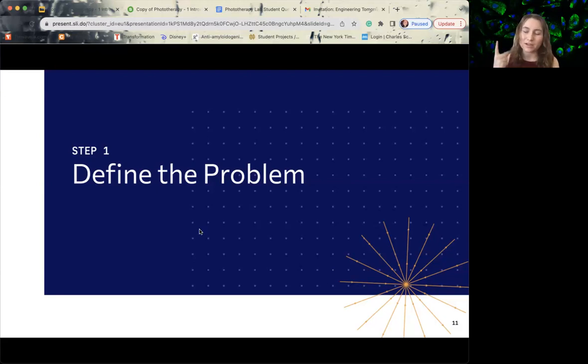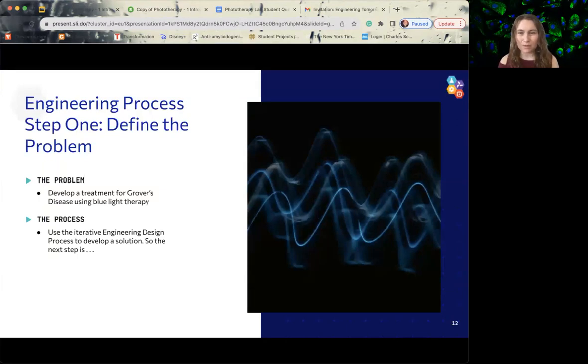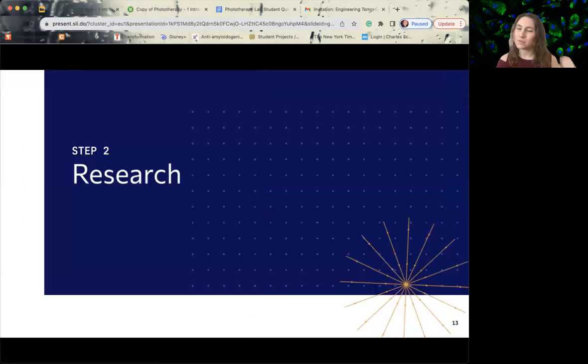Step one, we got to define the problem. The problem is to develop a treatment for Grover's disease using blue light therapy. So we know what to solve, and the process we're going to use is the engineering design process to develop a solution. The next step, after getting this problem, is to research it. We got to learn more about what we're going to solve and figure out what is out there, what I need to actually figure out, and go from there.